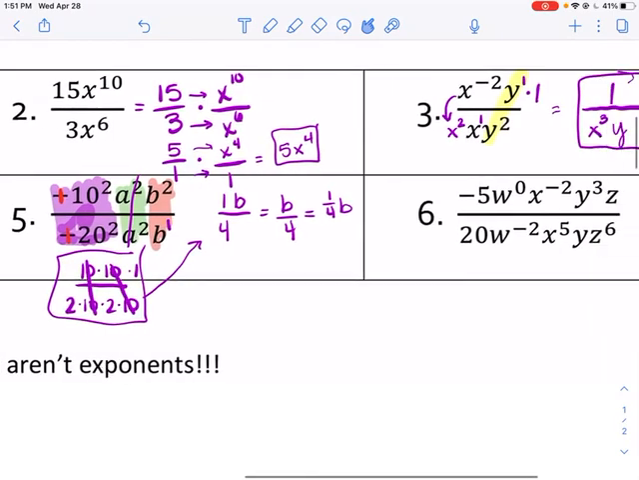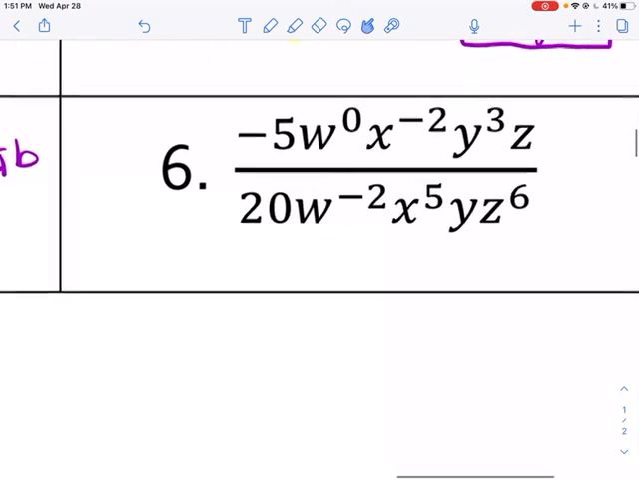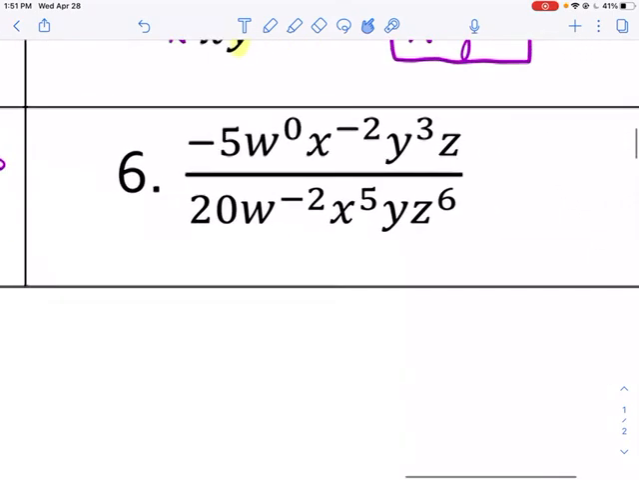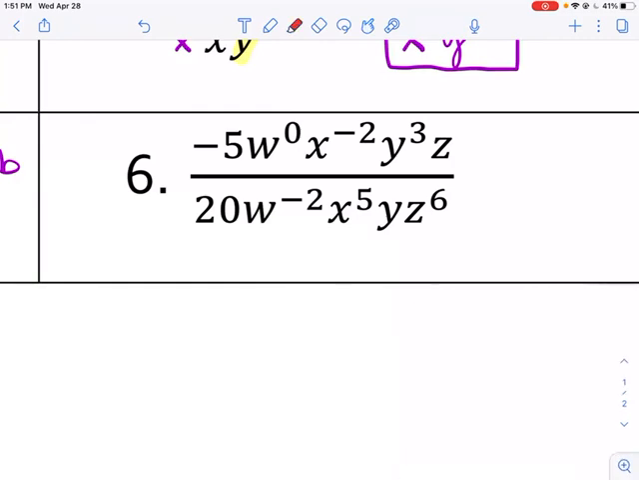Okay, let's look at our last one. Whew, it's huge. Well, let's just deal with it piece by piece. So we have our numbers. A negative divided by a positive is a negative. So I'm just going to write a big negative sign out front. I don't see any other big negatives, so our answer is going to be negative.